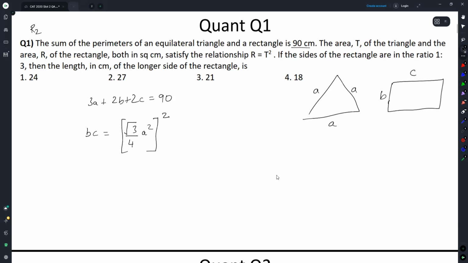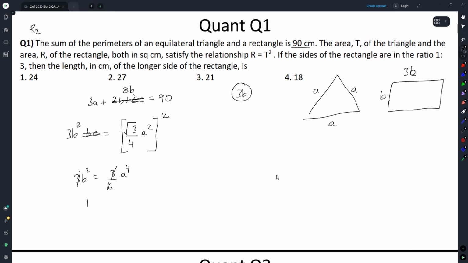If the sides of the rectangle are in the ratio 1:3, 3B, this is 6B, this is 2B, so this is 8B, and this is 3B square. Then the length in centimeter of the longer side of the rectangle. So we need 3B. Finally, I need a value of 3B, or I need a value of B. Okay. First thing I can see is 3B square is 3 by 16 A raised to the power 4. So cancel, cancel.